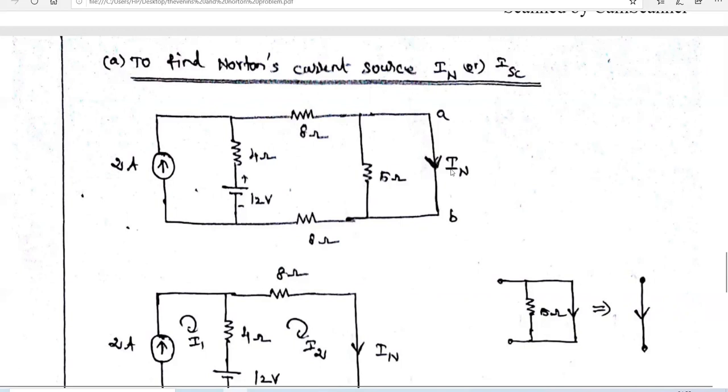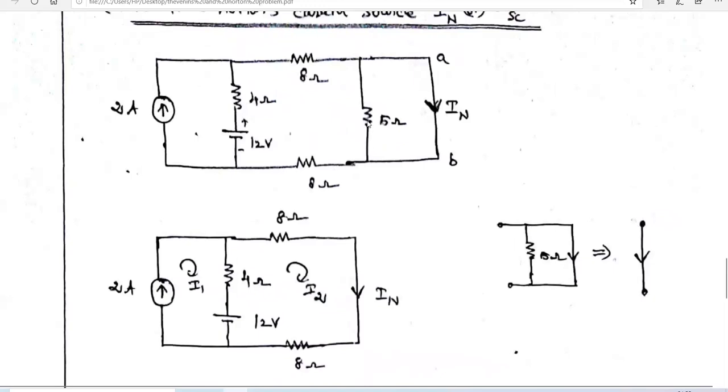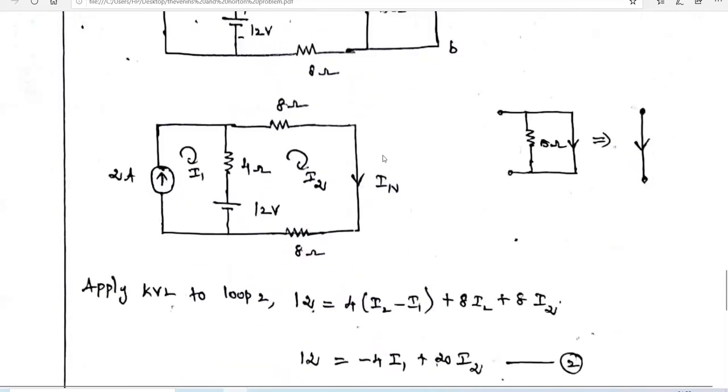So a short circuit in parallel combination with any resistance, what is the resulting thing? It's a short circuit. One resistance in parallel with a short circuit means the answer is a short circuit. But now in this diagram, we have to replace this 5 ohm resistor by a short circuit. Now we have to find the current flowing in the short circuited terminal.